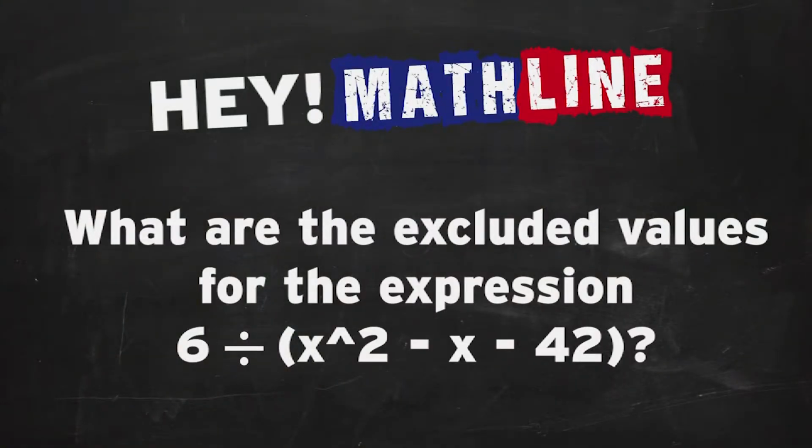Thank you, Samaya. And that's an interesting expression here. Looks like 6 divided by, and notice because there are parentheses, that means that whole trinomial, that x squared minus x minus 42, will be in the denominator.